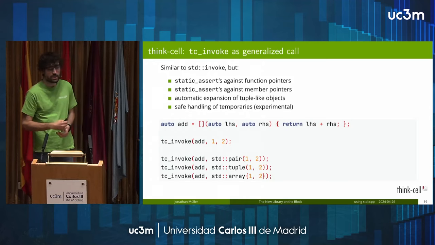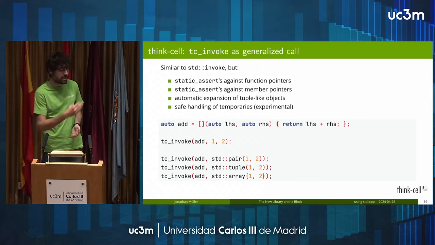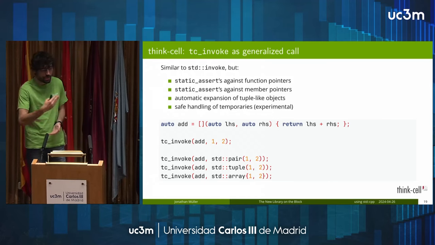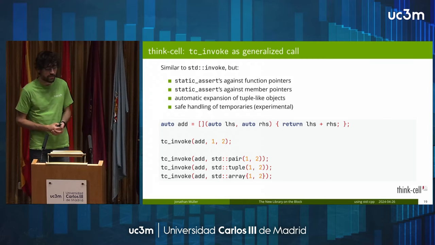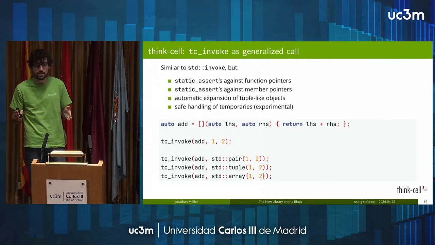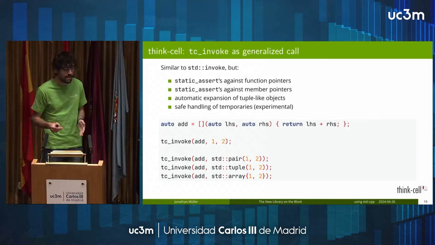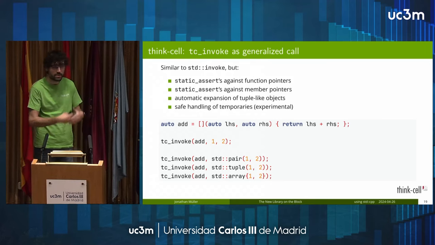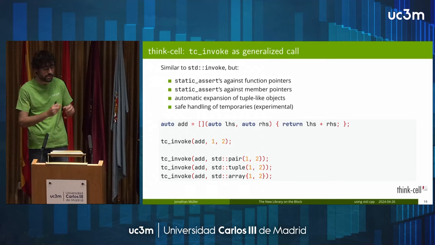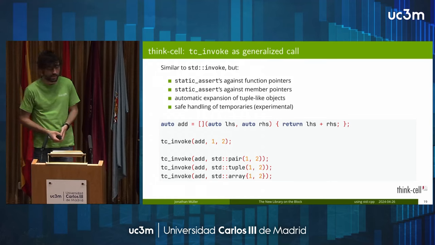So this is an add function that takes two arguments, and you can invoke it by giving it two arguments, or you can give it a pair or tuple or an array. This is really convenient once you're dealing with stuff like zip, which zips multiple ranges and returns a tuple of ranges, but then you don't want to have all your functions take a tuple. So it's really convenient that invoke, which is used in all the range algorithms, automatically unpacks it.